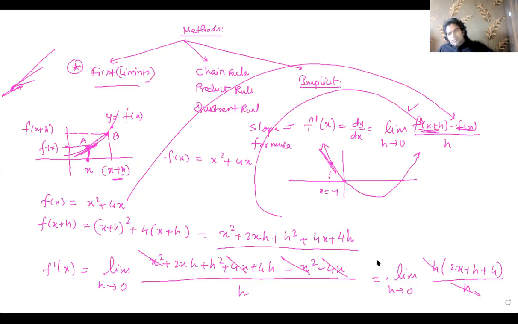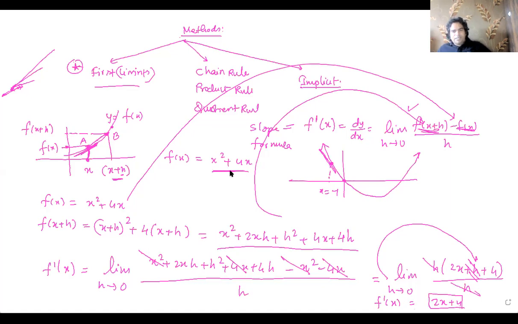After this, what you do is plug in h equals 0, because when you multiply or divide by h which is close to 0, it affects the entire result. But when you're adding or subtracting h to a fixed value, it might not be that influential. So since h is close to 0, we're going to ignore this, and my final expression that I get is 2x plus 4. So this is the derivative formula for this particular curve.